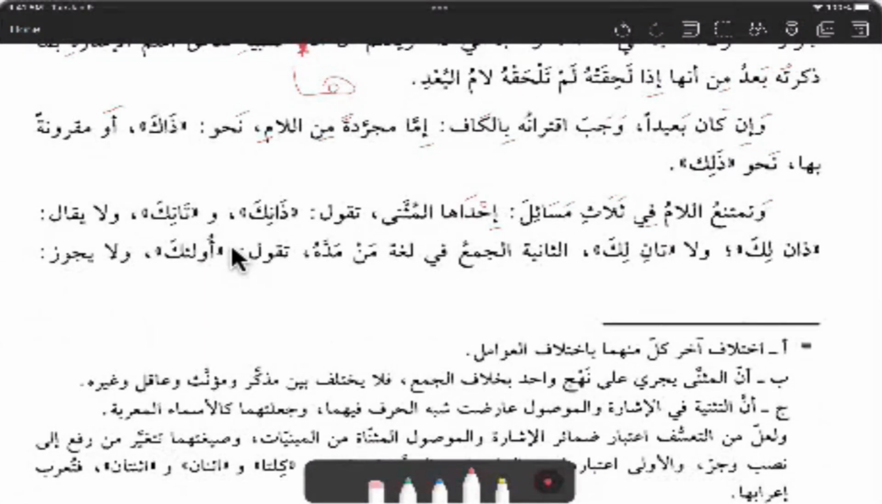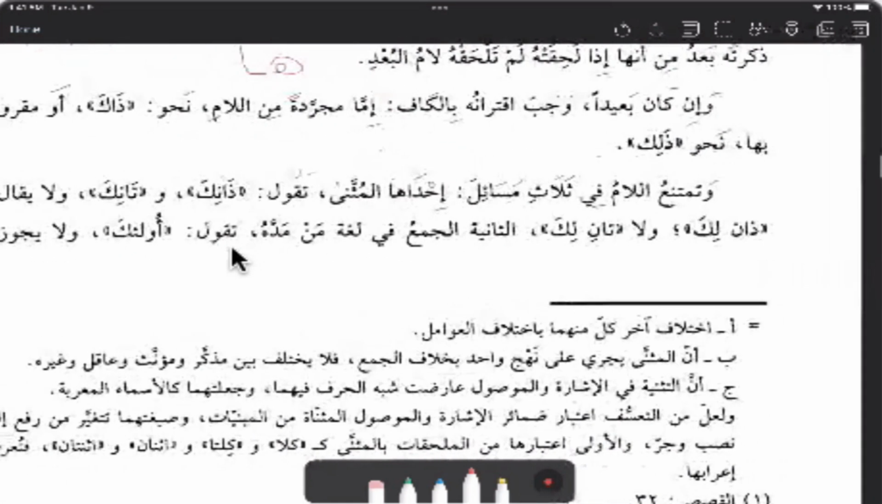إِحْدَاهَا الْمُثَنَّى. One of them is the dual. So you would say ذَانِكَ for masculine or تَانِكَ for feminine. And you wouldn't say dhani lika or tani lika. You can't attach the lam here.